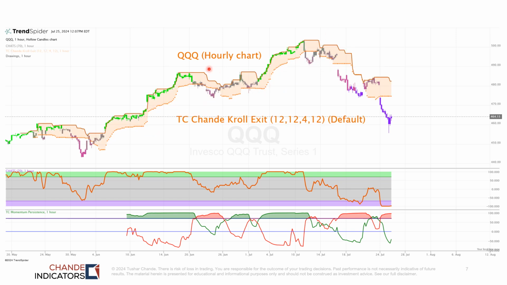Here we have the QQQ hourly chart with the Chande Kroll exit. The green bar means we're long and would have exited much closer to the eventual high of the move and avoided the rest of the downtrend. And of course here we would have exited somewhere in this area. So again, the Chande Kroll exit would have provided timely exits out of QQQ.